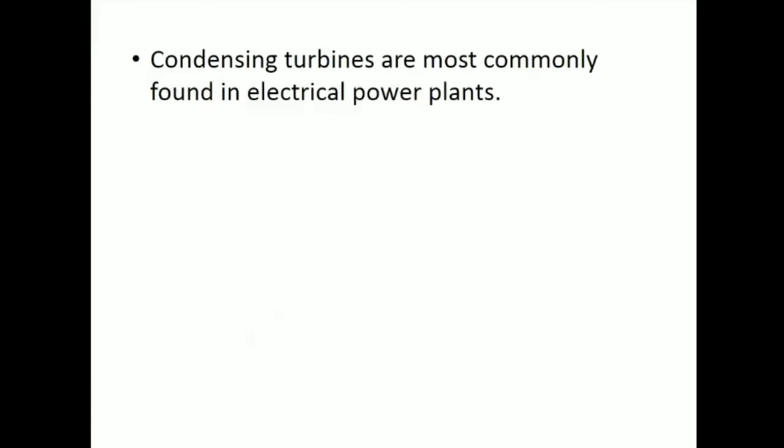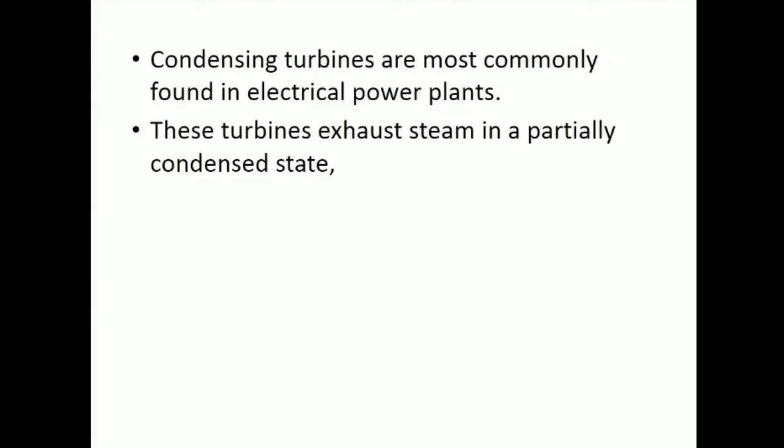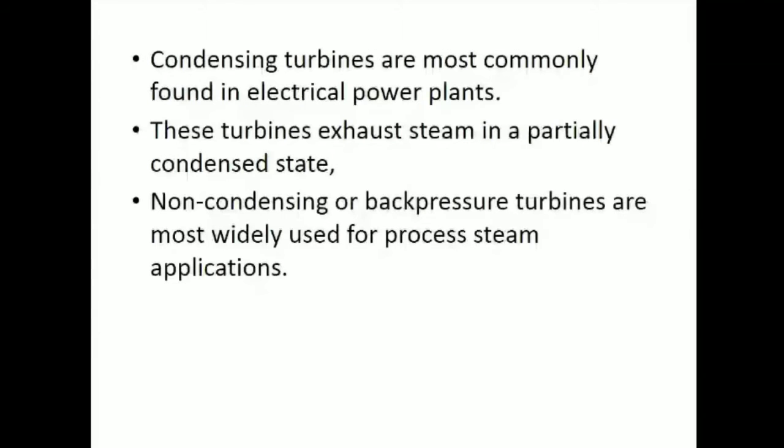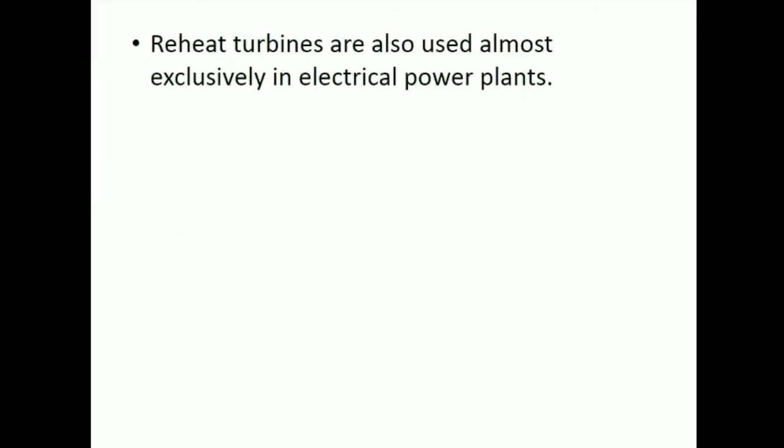Condensing turbines are most commonly found in electrical power plants. These turbines exhaust steam in a partially condensed state. Non-condensing or back pressure turbines are most widely used for process steam applications. Reheat turbines are also used almost exclusively in electrical power plants.